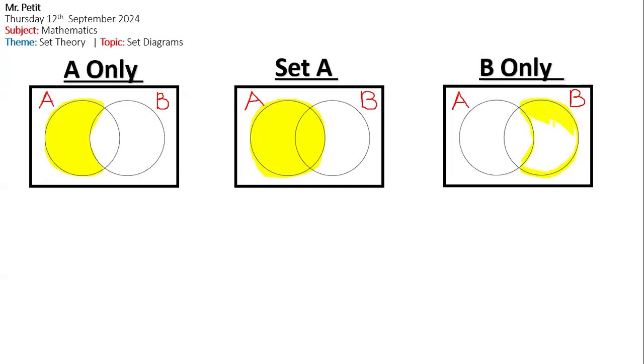So I'm going to shade it in. In your case, you could use a pencil, a pen, crayons or coloring pencils. Anyone using coloring pencils or crayons? Oh, that's kind of nice. If you don't have those, then I don't recommend you use a marker, because markers will bleed onto your paper. But we have B. So this is B only, right? And B only means that you do not include the intersection.